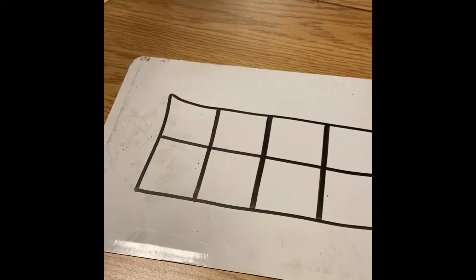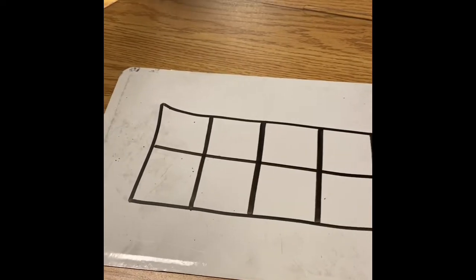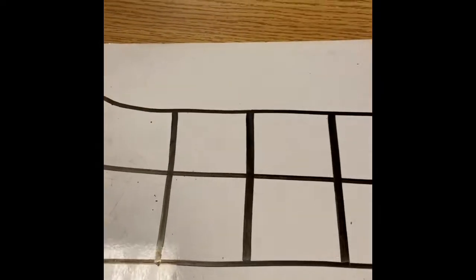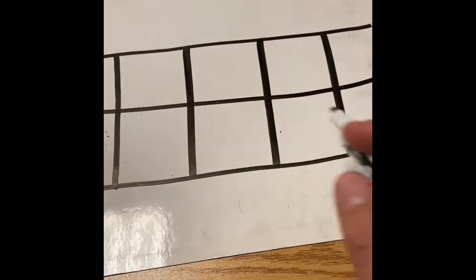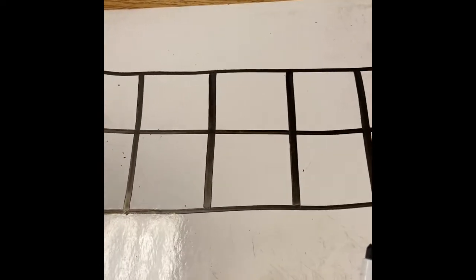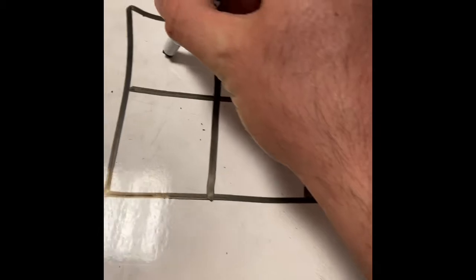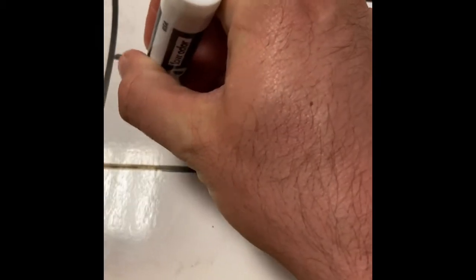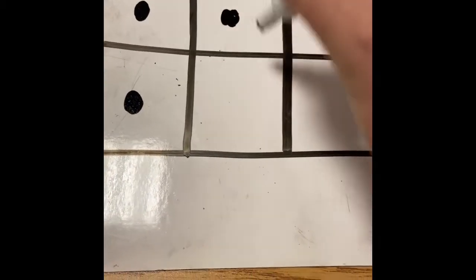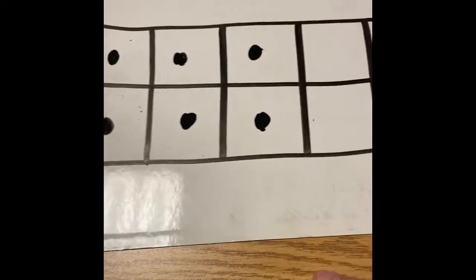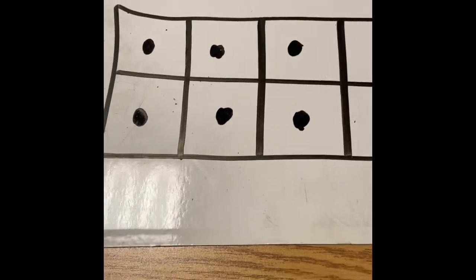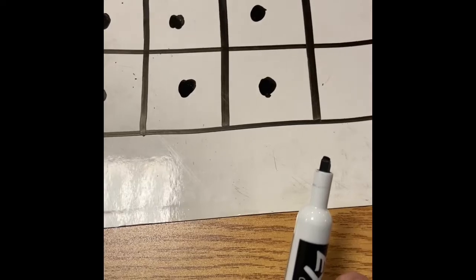Now, if I have 10 spaces here, but they're all blank, so there's 0 on my tens frame right now because there's nothing in my boxes, okay? Now, if I put 1 dot, 2 dots, 3 dots, 4, 5, and 6. Now, what number do I have here? I have 6 here, but how do I know I have 6?